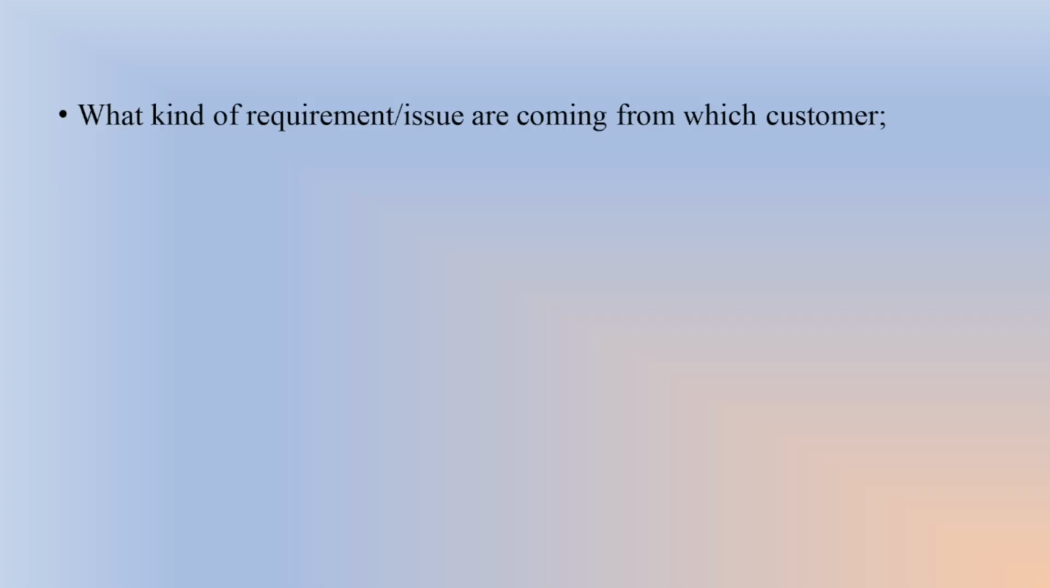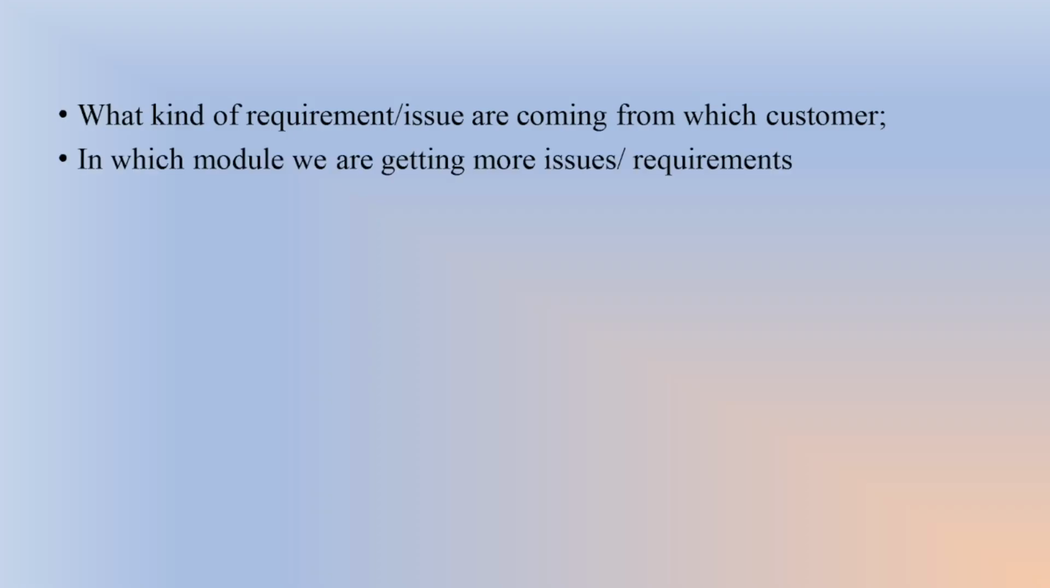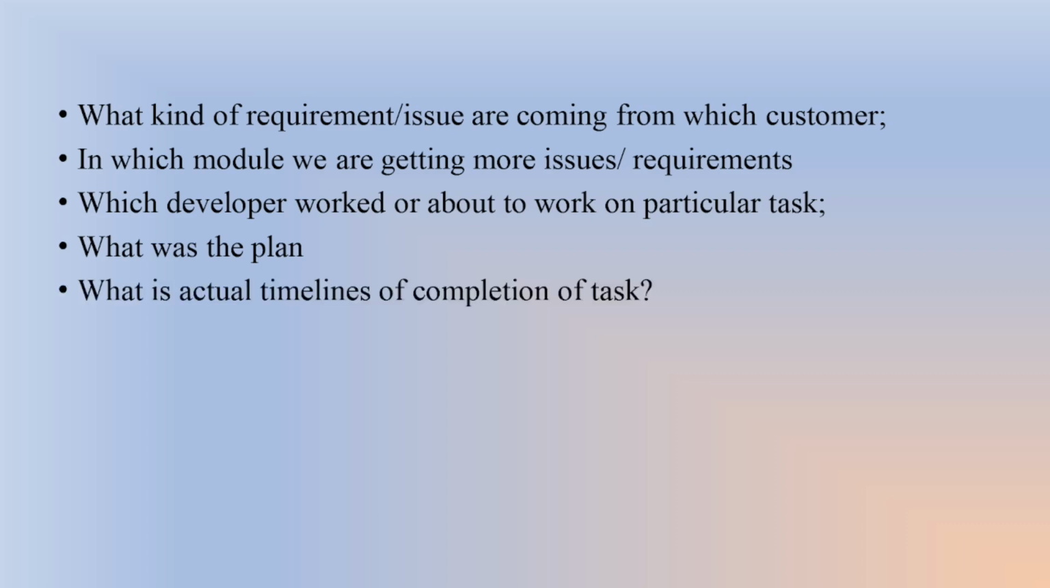Many things, like what kind of requirement or issues are coming from which customer, which customer is giving requirements. We have sorted this data in different modules, right? So what kind of requirements they are giving to us, in which module we are getting more issues, like if we count which module is having more issues and which module is properly developed so that it is not getting any issues, which developer is working or about to work on a particular task, means what is their schedule and how they are performing their task, like what was the plan, what they have scheduled for the next 1 month or next quarter or next 15 days, right? So what is the actual timeline of completion of the task? What is the current status of our task, right?